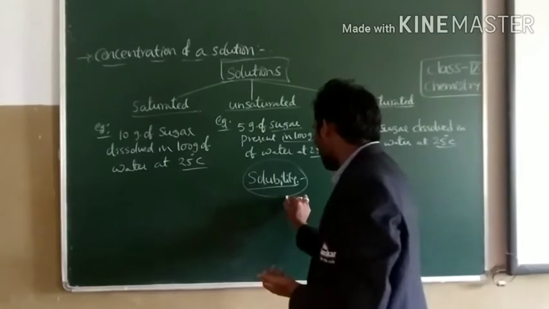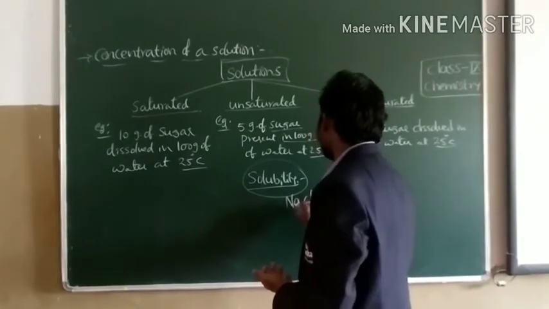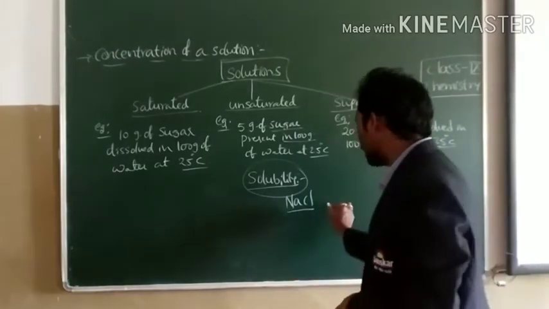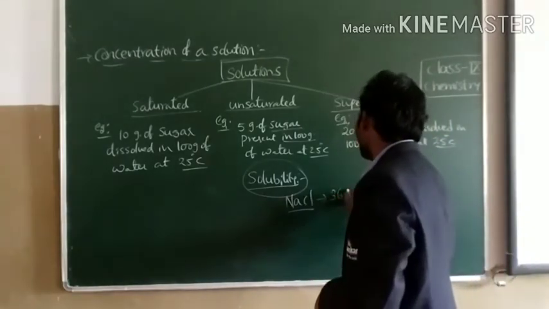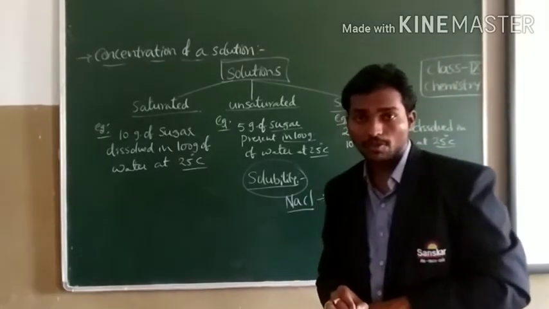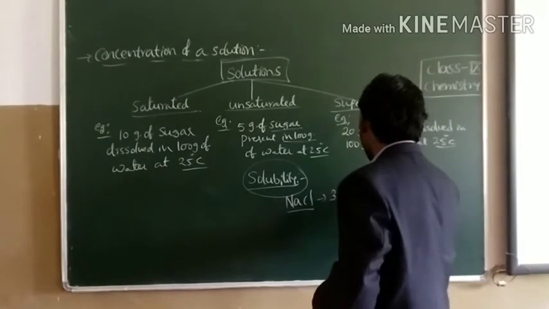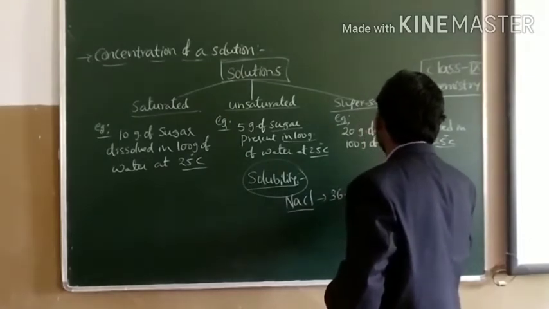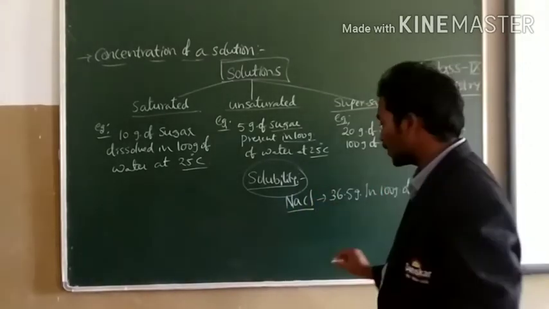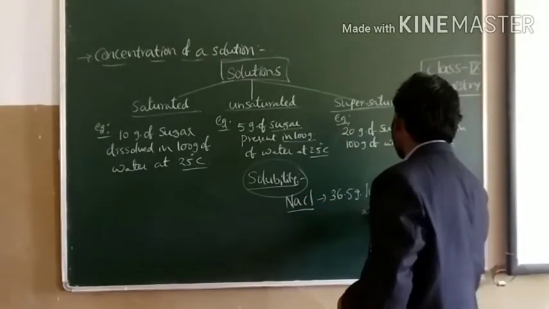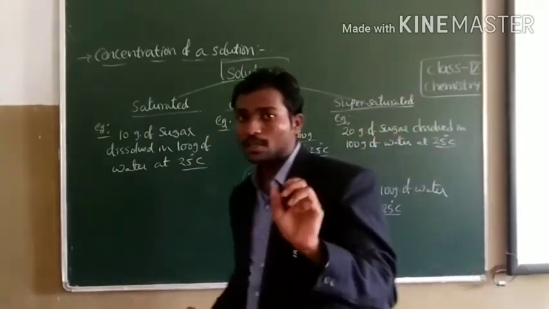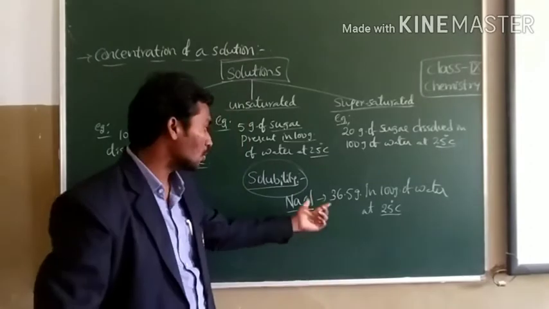For example, sodium chloride. The solubility of sodium chloride is 36.5 grams in 100 grams of water at constant temperature. It need not be room temperature, it can be any temperature, but we must maintain a constant temperature. So this is the solubility of sodium chloride.